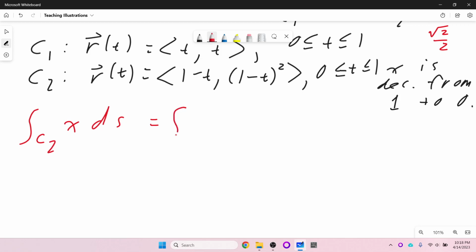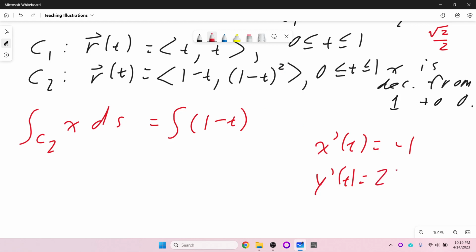So it'll be the integral of 1 minus t. Now there's no y in the integrand here, but there still is a y hidden in the ds, so we do need to use it. So let's do the derivatives. X prime of t, the derivative of 1 minus t, would be negative 1. Y prime of t would be 2 times 1 minus t times the derivative of the inside, which is negative 1.